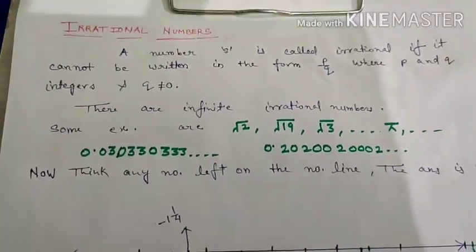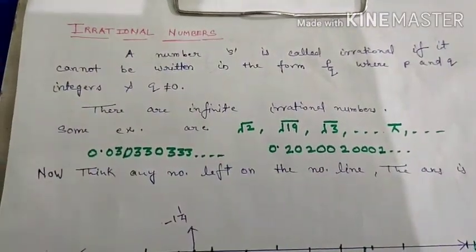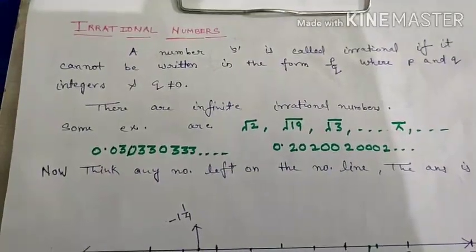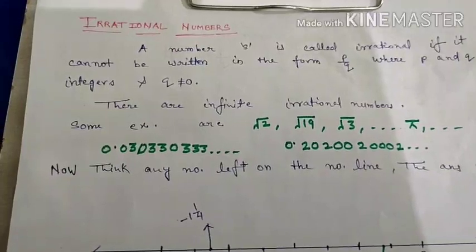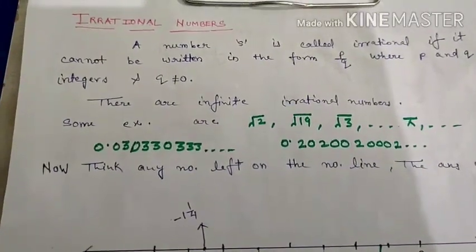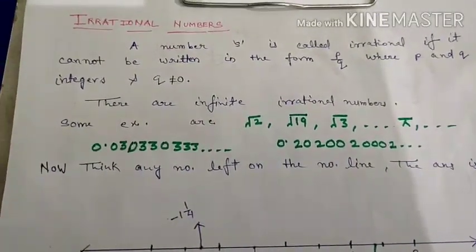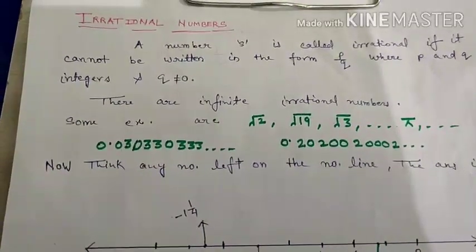A number S is called irrational if it cannot be written in the form p upon q, where p and q are integers and q is not equal to 0. We have infinite irrational numbers.